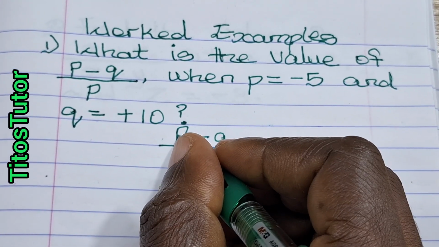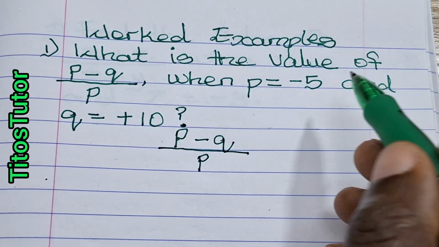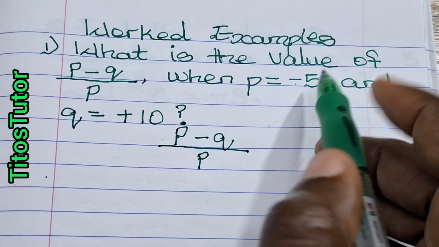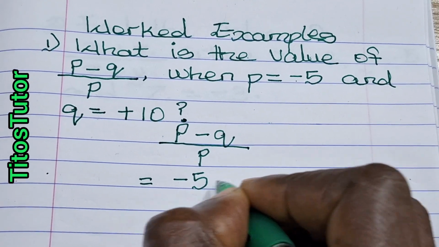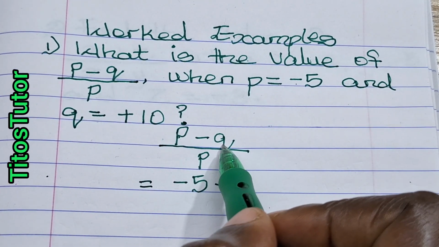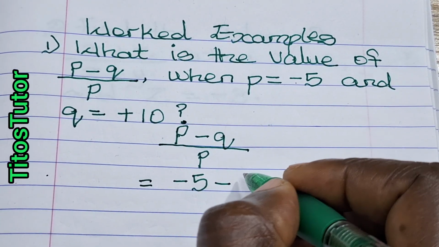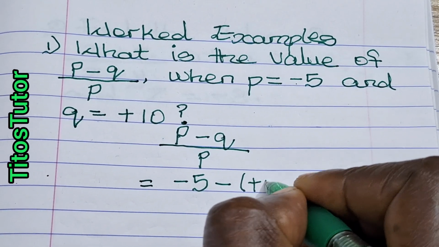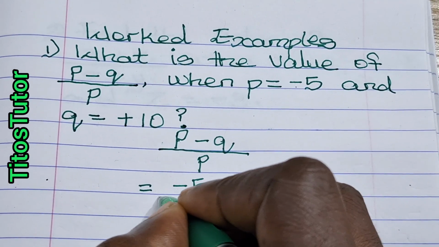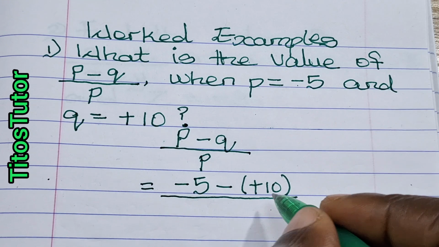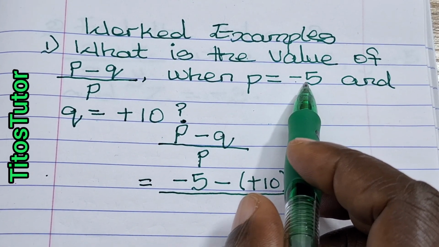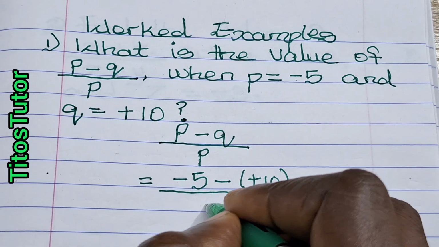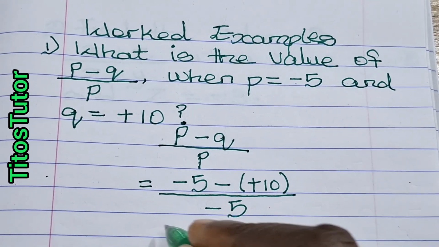So in place of p, remove p, throw p away, and put a -5. So here I have -5 minus, q is +10, so here is my +10, all over, which is a division sign, p. Don't forget, p is -5. So I have all over -5, okay?